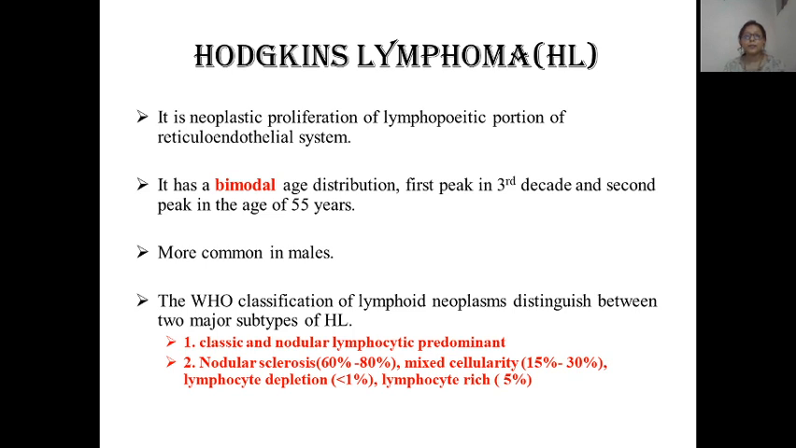Now, Hodgkin's lymphoma. It is a neoplastic proliferation of the lymphopoietic portion of the reticuloendothelial system. The reticuloendothelial system is a system present in the cells, and it regulates all the filters and all types of cells and functionings. It has a bimodal age distribution, meaning it is first seen in the peak of the third decade, and secondly at the peak of almost 55 years, and it is more common in males.